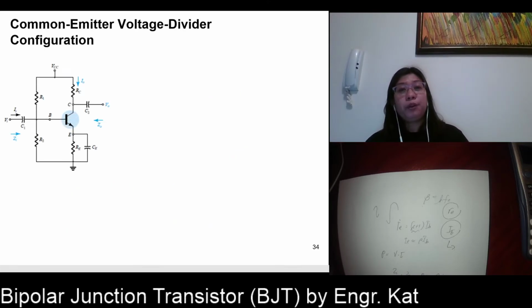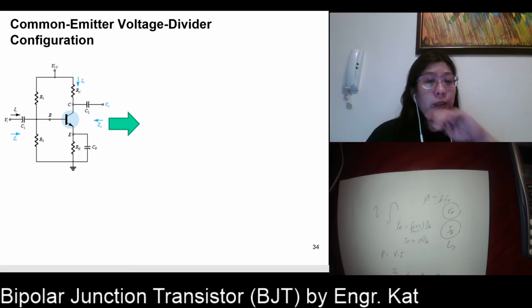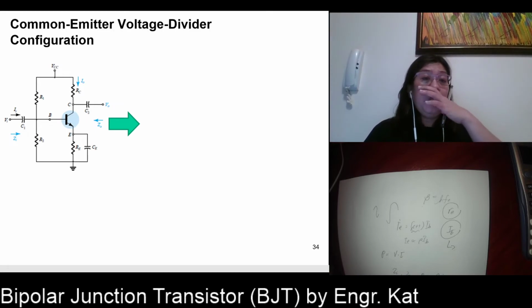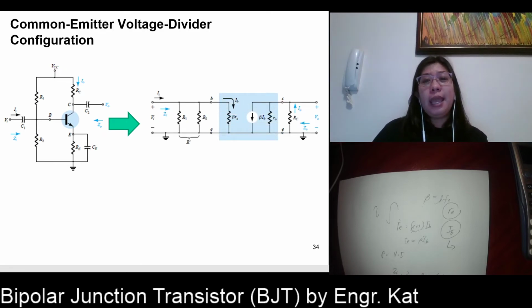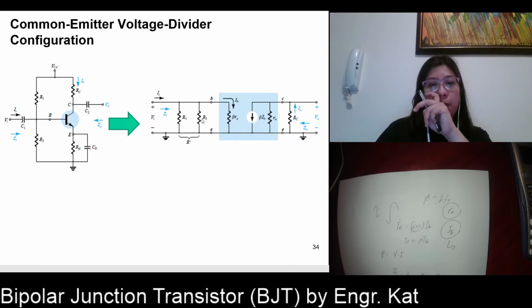So for the common emitter voltage divider configuration, the same, we will be removing the effect of your VCC and your 3 capacitors. And then, instead of just RB here, we have your R1 parallel R2. So, that is your RB prime.